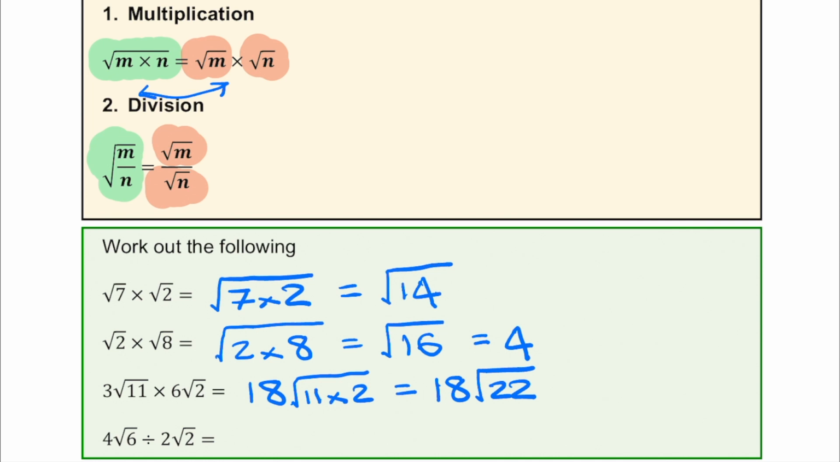And then for the final one, we can see that we're not multiplying. This time we are dividing, but it's still the same idea. I can start by dividing the two coefficients, so the 4 divided by 2. That's nice and simple. That's going to give me a 2. And then I can take my two separate square roots and combine them into one. So I've got this 6, and I'm dividing that by a 2. And of course, 6 divided by 2, just going to give us 3.